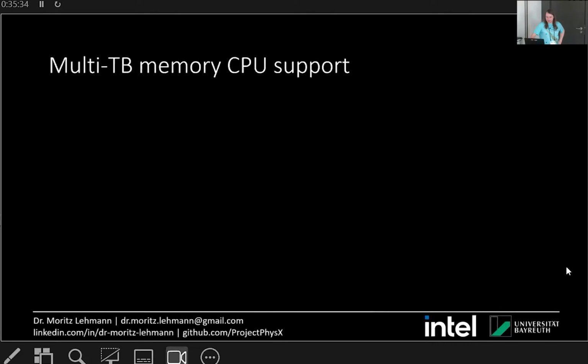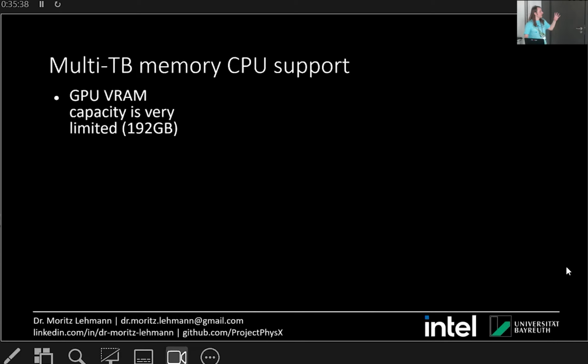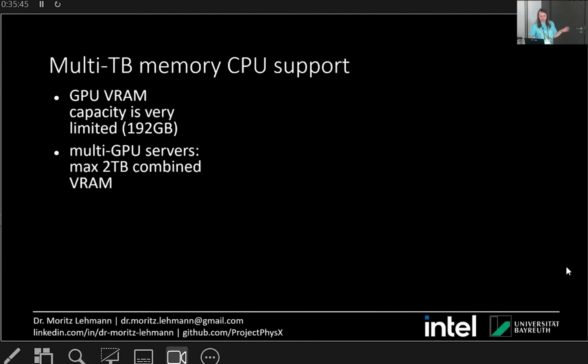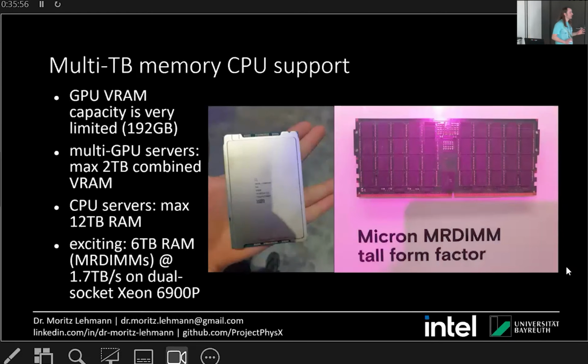Multi-terabyte memory CPU support. The GPU VRAM capacity is limited. The highest end models, currently the MI300X, have 192 gigabytes per GPU. In multi-GPU servers, you get up to 2 terabytes, but in CPU servers, you get up to 12 terabytes. And there's very exciting progress happening at Intel, because last year we brought to market the Xeon 6 CPUs. They are gigantic.